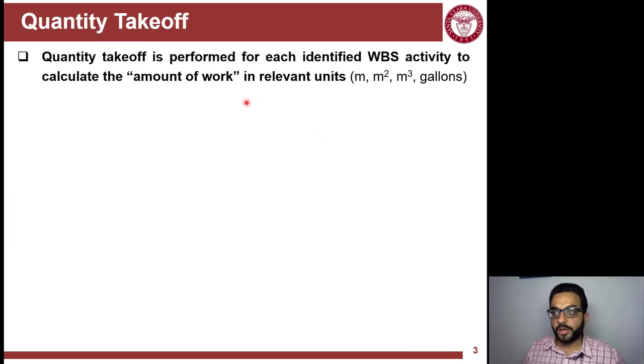So quantity takeoff is the process to identify the quantity or the amount of work for every WBS activity, using the relevant units in terms of matching with the production information that you have from previous projects.